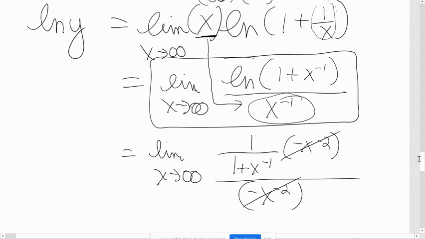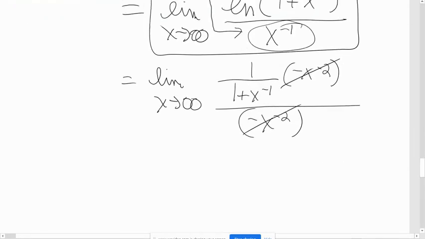All right, and so all I got left is 1 over 1 plus, and I'm going to rewrite that as 1 over x. Okay, so if I plug in infinity now, I'm going to get 1 over 1 plus 1 over infinity. And we know that is 0. So this just becomes 1 over 1, which is 1. All right, now that's not the tricky part.